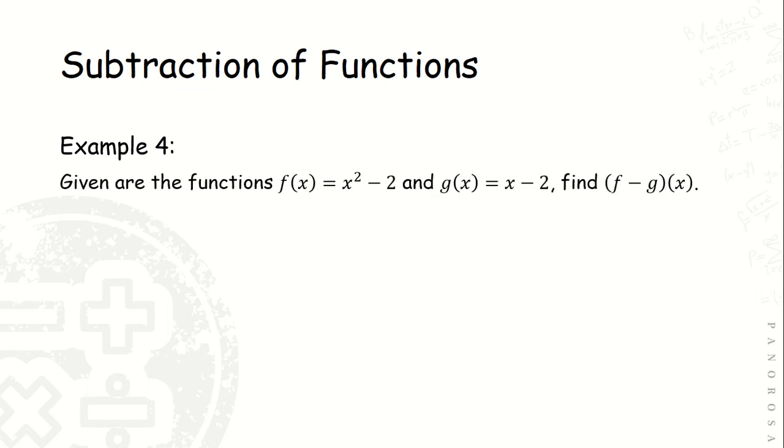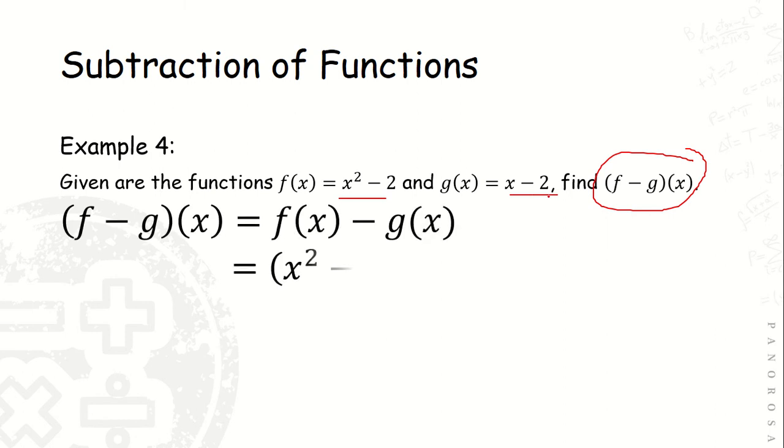Example 4. Given are the functions f of x is equal to x squared minus 2 and g of x is equal to x minus 2. Find f of x minus g of x. So again, the procedure is to find the difference between the f of x and the g of x. First, we need to substitute the value of f of x, and that is x squared minus 2, minus the value of g of x, and that is x minus 2.